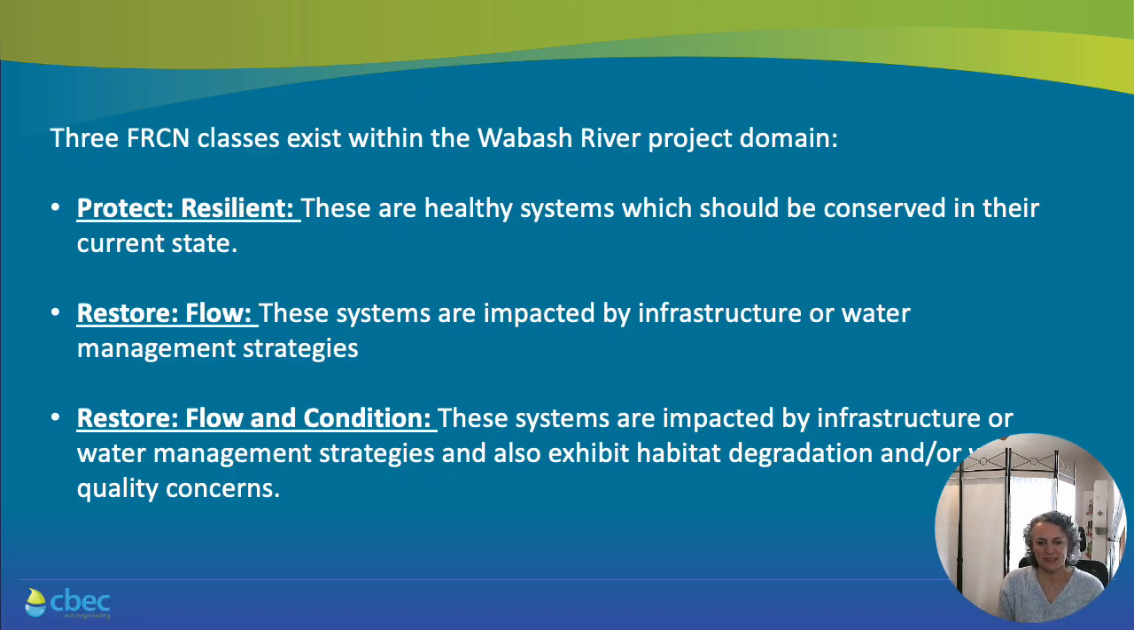The FRCN uses three different classes that existed within the Wabash River domain. The first was protect resilient areas, and these are healthy systems which should be conserved in their current state. Restore, and these are systems that are impacted by infrastructure or water management strategies. And then restore flow and condition. And these systems are not only impacted by the infrastructure, but they are also exhibiting habitat degradation or water quality concerns.